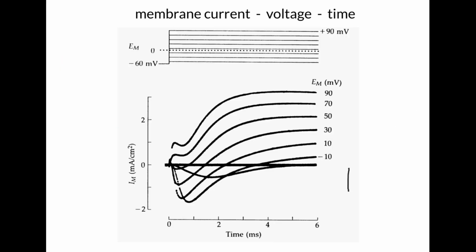Now if we take a somewhat more detailed view on what is happening right after I apply the pulse. Here you see a pulse series from minus 60 millivolt to plus 90 millivolt, so from low polarization to high polarization. You will see that there's an early current, which is an inward current, so the curves always go downward, followed by a late current, which is an outward current pointing to the reversed membrane potential.